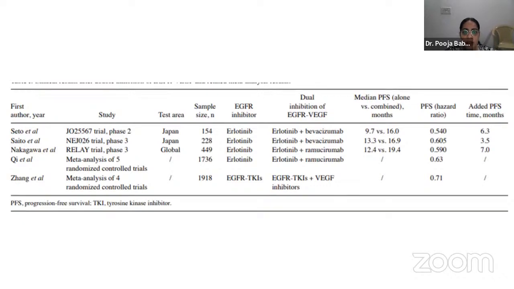So regarding the rest of the trials, we have seen TKI combination with chemotherapy. We have discussed about it. Definitely a very impressive trial and very good data and very applicable in our Indian scenario.